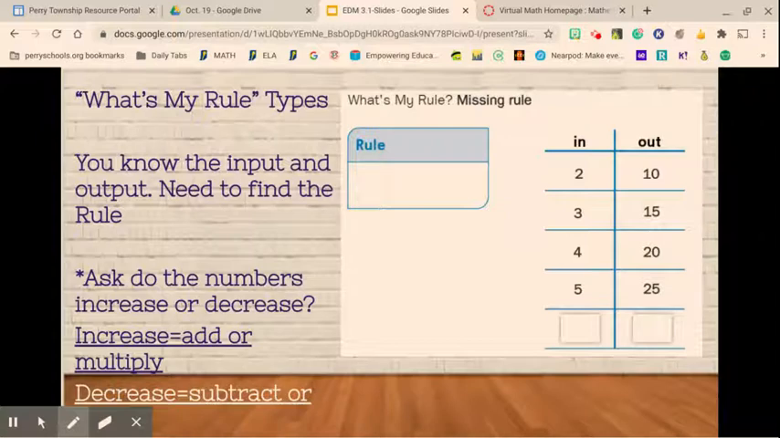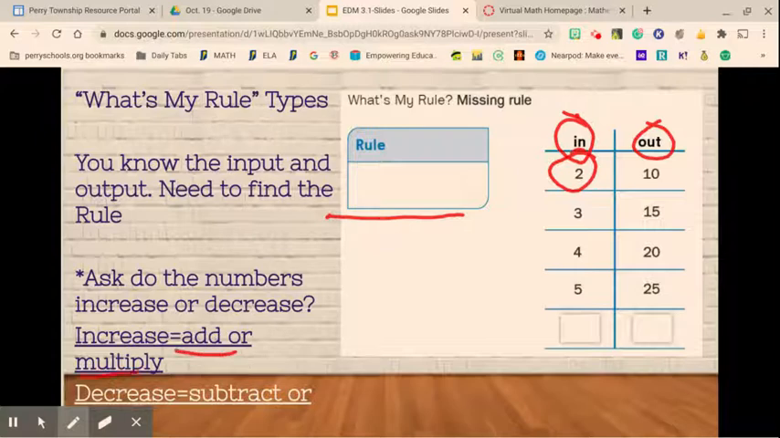Okay, so another type is when we know the input and we know the output, but we don't know what the rule is. So the only way that we can figure this out is to look at what's happening in these numbers. So when I put in a number, I have to ask myself, does this number increase or decrease? If it increases, I'm going to add or multiply. If it decreases, then I'm going to be subtracting or dividing. You can't see the word divide down here, but it does.